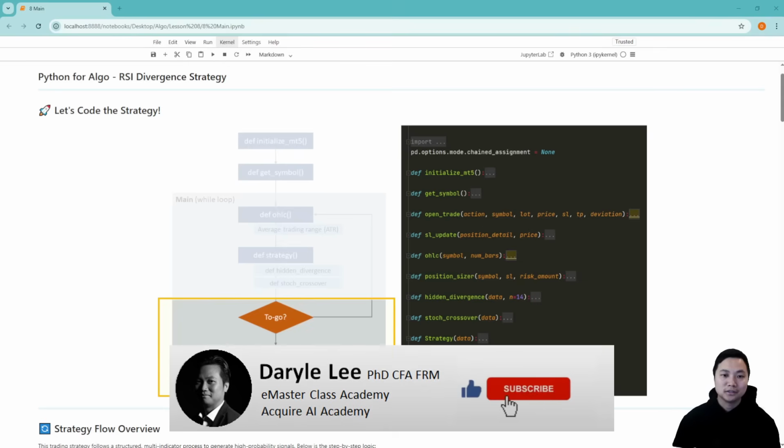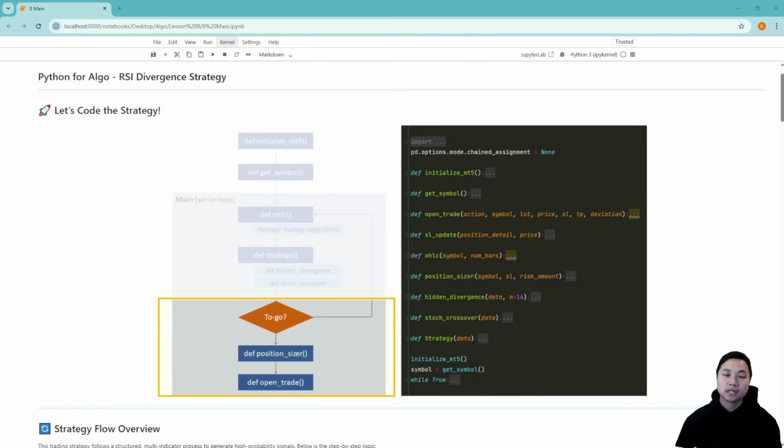In the last few lessons, we walked through the full algo logic and cooked the core strategy pieces. That includes the RSI Hidden Divergence, stochastic crossover, and EMA trend filter, all step by step in Python. Today, we'll bring everything together by building the main while loop and executing the trades based on our go confirmations. We will also break down the trade execution functions and position sizing logic so that the strategy can run live. Let's get started.